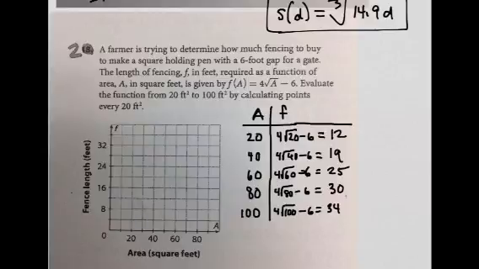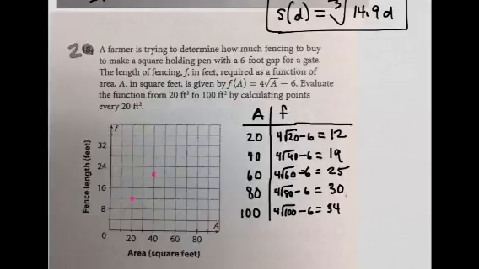So now we're going to plot these points. So it's a square root function, so it has to have that shape. 20 goes to 12. So notice the vertical axis, this one right here, is going up by 4. And the horizontal axis is going by 10. So 10 square feet, and then 4 feet of fence length right here. So (20, 12) would be right here. (40, 19) would be just past 20, so about here.